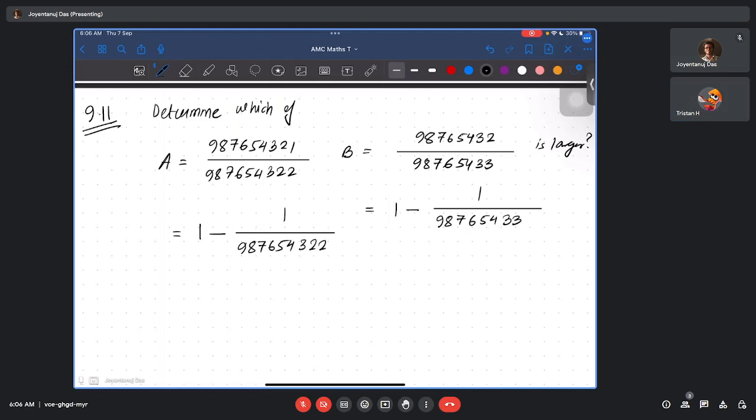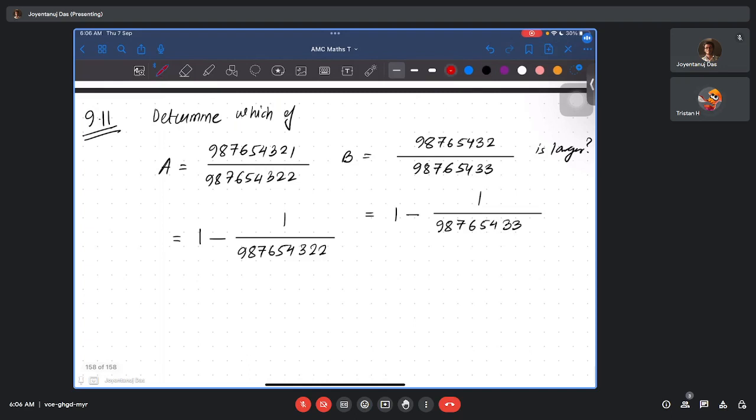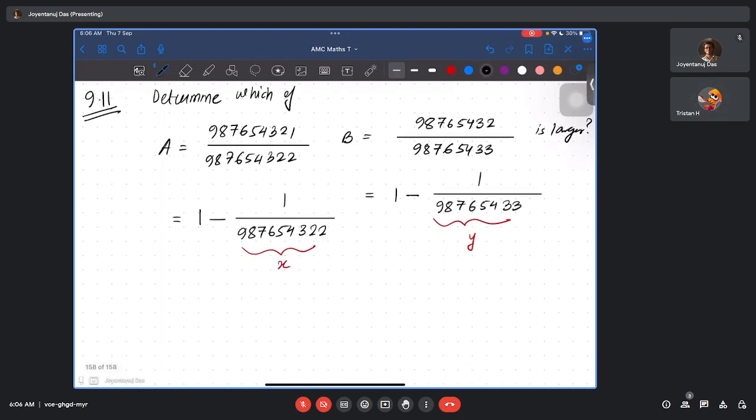Okay, yes. So the argument is the denominator. So we don't have to write the big numbers every time. Let this be X and this be Y. Then X is larger than Y. So this implies 1 by X is less than 1 by Y, right?